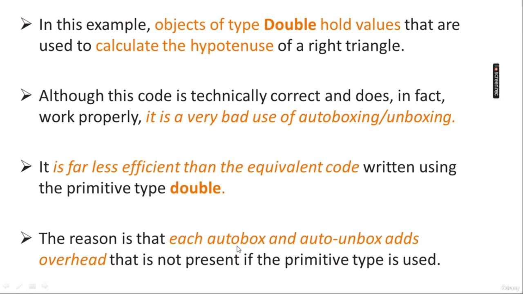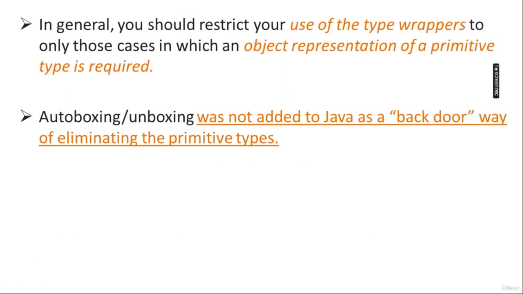Okay, so when there is a simple way present, why should we go for the complex one? If a simple way is there, you should go with the simple one. If it is complex, you can use the autoboxing and unboxing feature. You should restrict your use of type wrappers to only those cases in which object representation is required. Whenever you require an object, only then will you use the wrapper classes, otherwise you will use the primitive type.